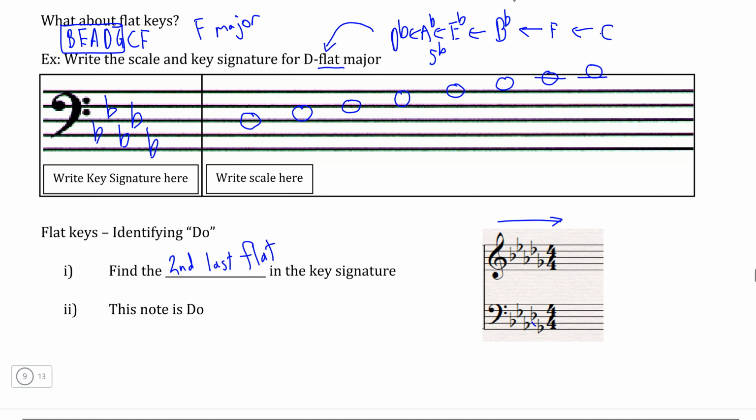In other words, we want to start at the clef and go all the way to the right, but not to the last flat or rightmost flat. We want to go to the second from the rightmost flat, which in this case is, as we can see in the key signature, D flat. If you have done this, you have successfully identified what do is, or what the starting note of the scale is that uses this key signature. So as mentioned in the previous video, finding the starting pitch of a flat key is even easier to do than with a sharp key.